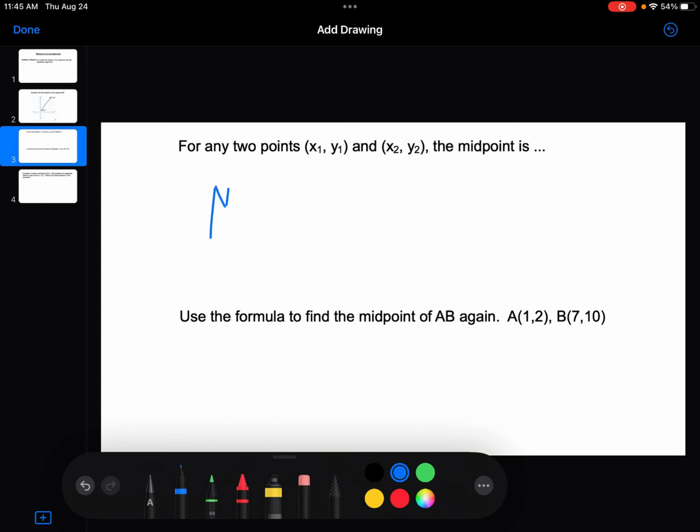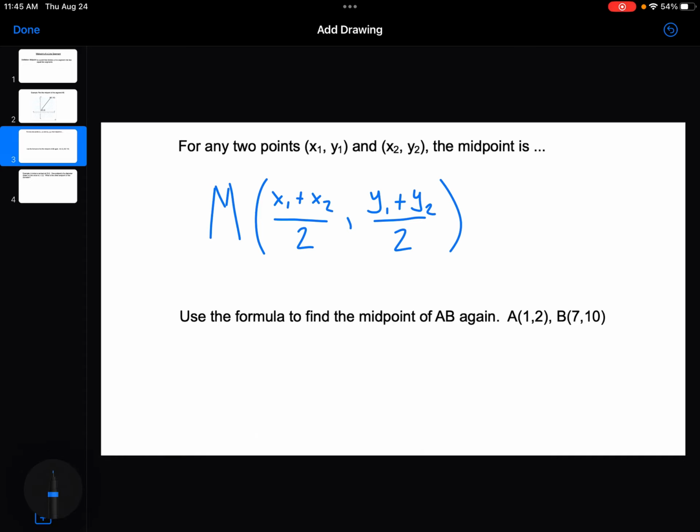So if I find my midpoint of two points, I'm going to deal with my x's. It's going to be x1 plus x2, and I'm going to just divide it in half. I'm going to find the average of those two numbers. That's going to be halfway between them. I'm going to do the same thing with my y values: y1 plus y2, and divide that in half. Now I can find my midpoint. I know my midpoint is going to be halfway between x, the average of my two x's, and halfway between y, the average of my two y's.